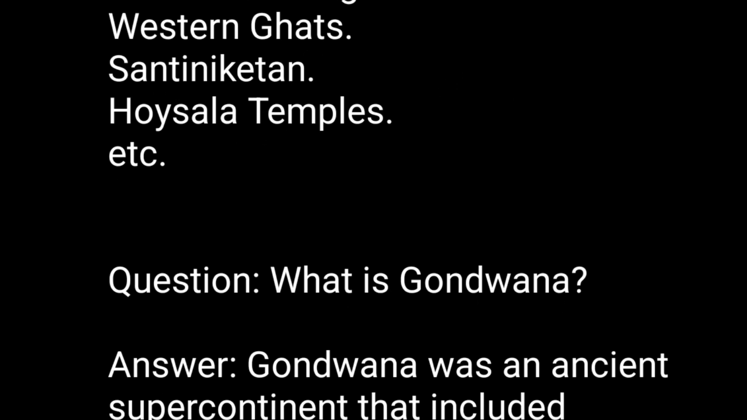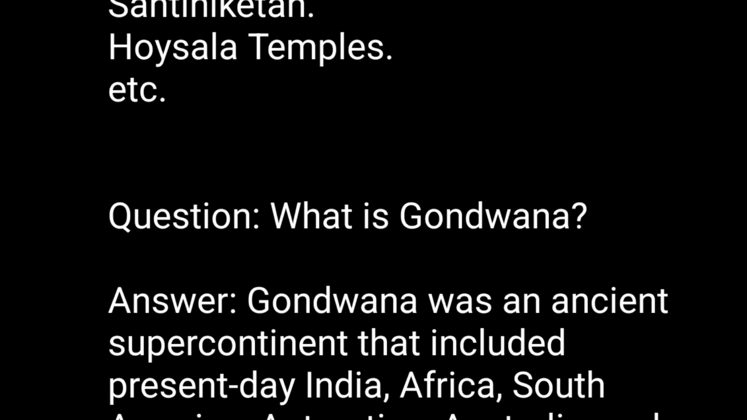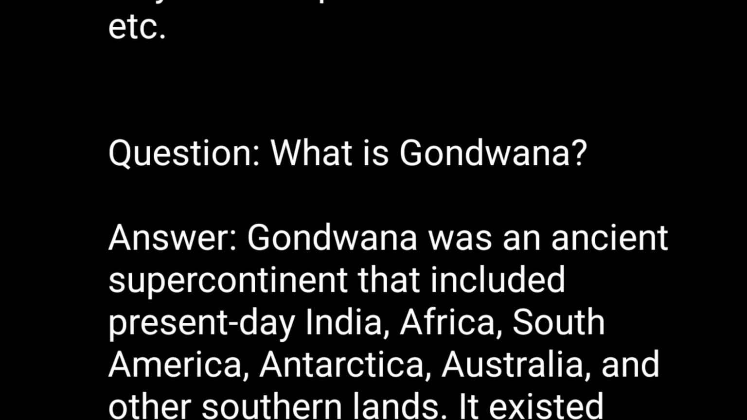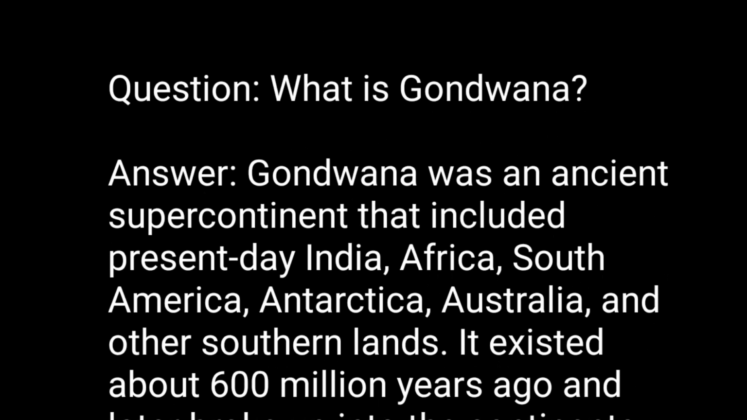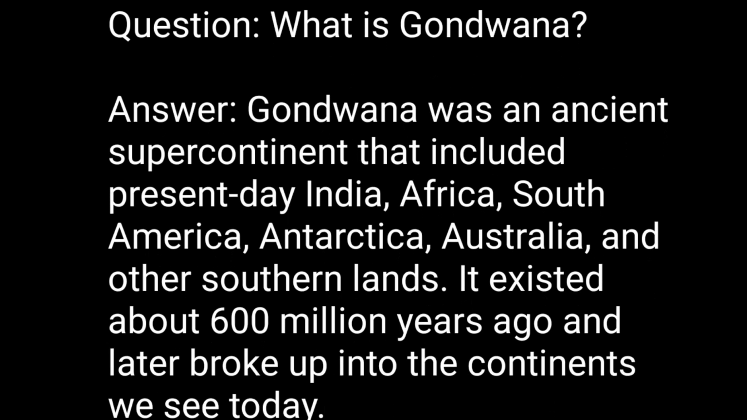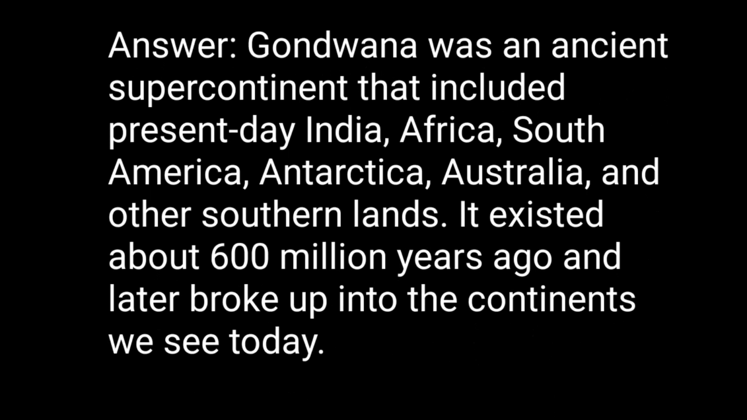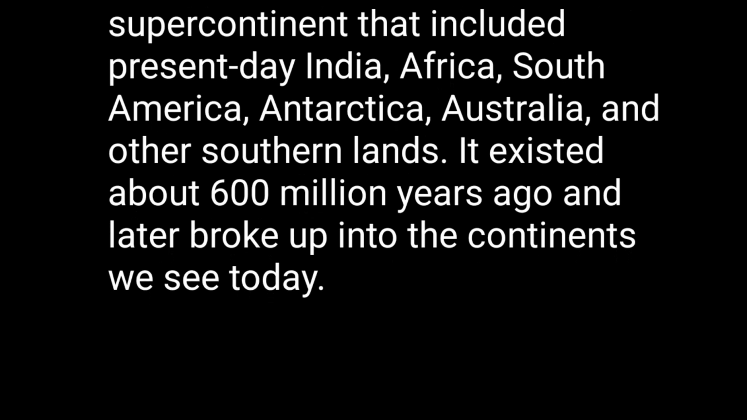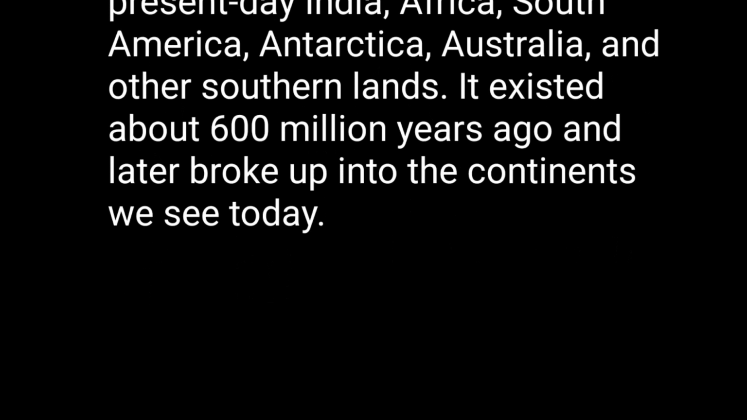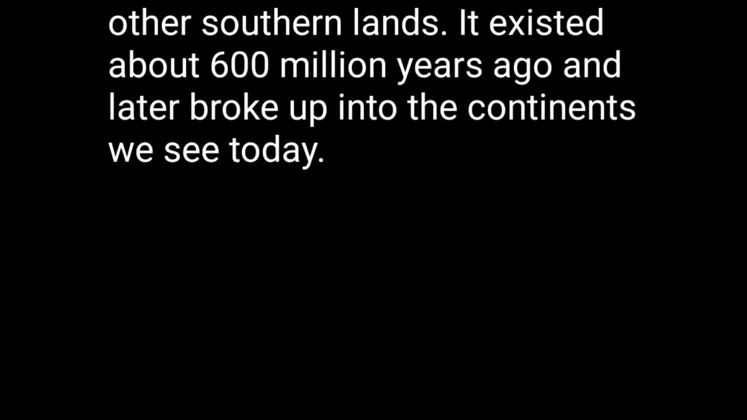Question. What is Gondwana? Answer. Gondwana was an ancient supercontinent that included present-day India, Africa, South America, Antarctica, Australia, and other southern lands. It existed about 600 million years ago and later broke up into the continents we see today.